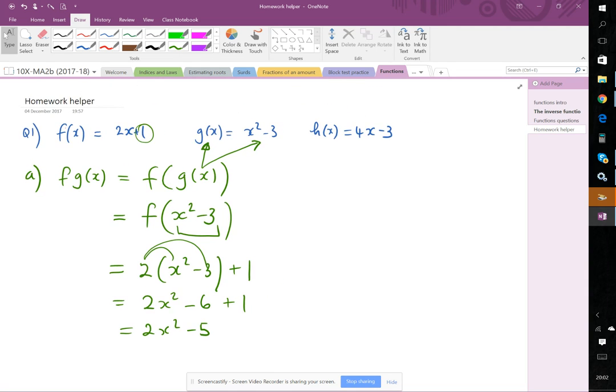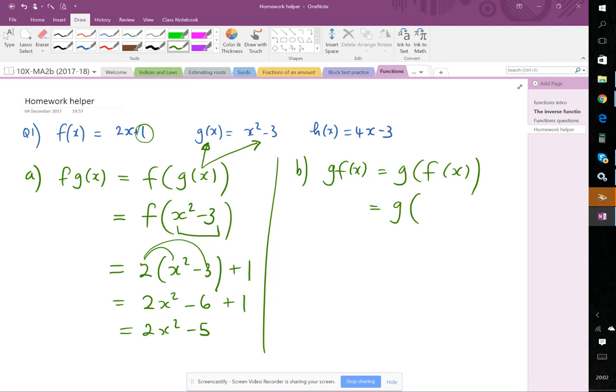Okay, let's do a similar question. Part B is asking us for gf of x. Now that's the same as g brackets f of x. Again, let's work from inside to out, so we leave the outside alone. We're going to replace our f of x with this, which is 2x plus 1.